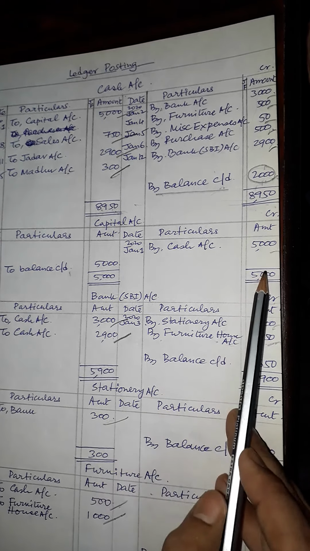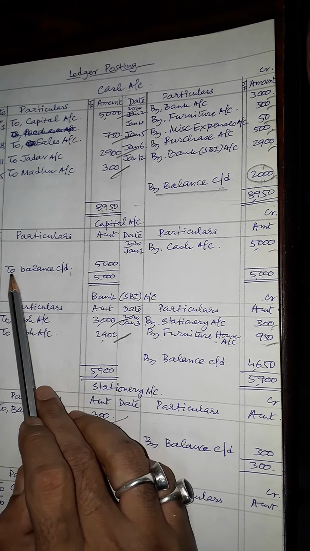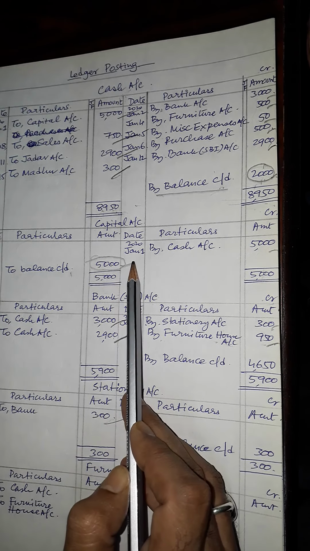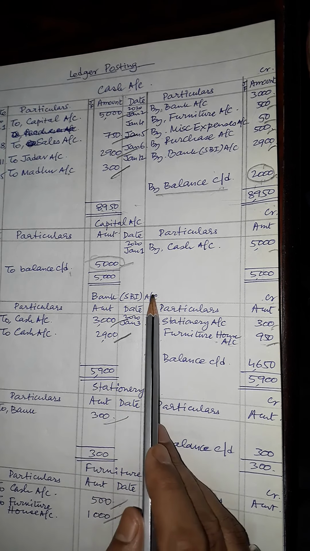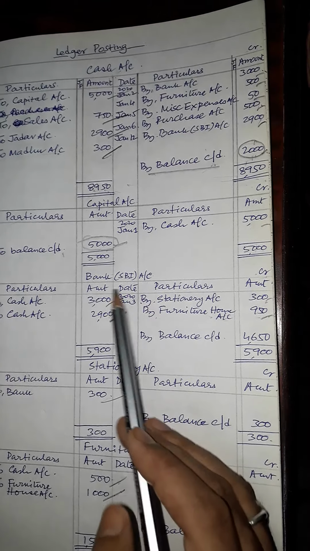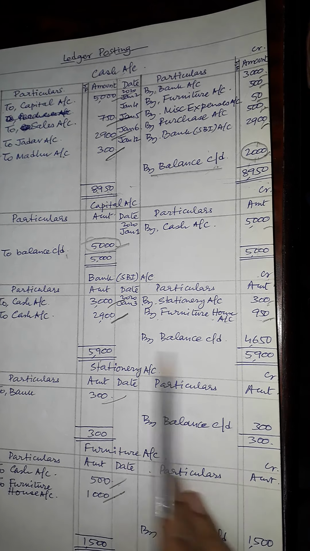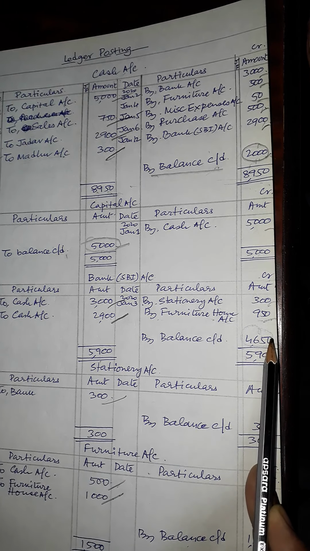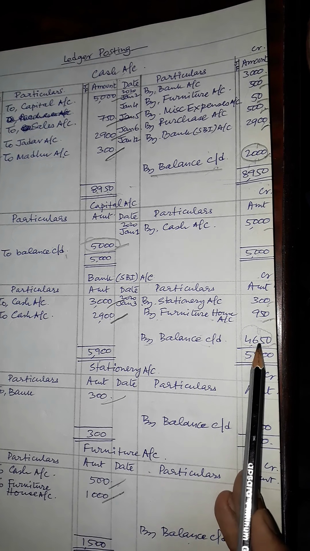Again, if we balance the capital account, it is 5000 and in debit side there is no transaction. So the balance appears in the debit side, this is 5000 rupees. So this is the credit balance. Bank account is closed and tallied. Total is 5,900. We have written a total in both sides and the balance amount is rupees 4,650. It appears in the credit side. So it is the debit balance.